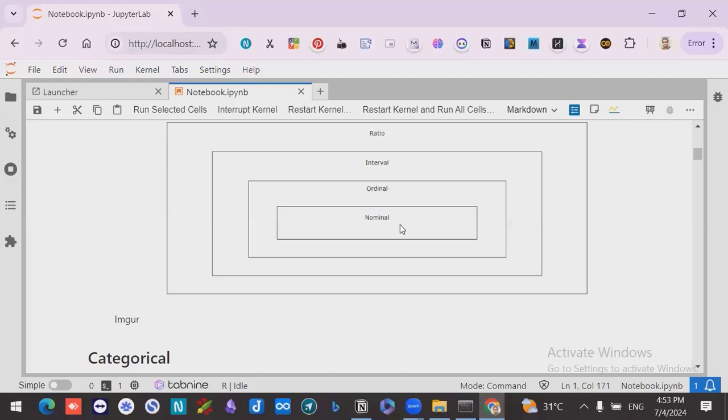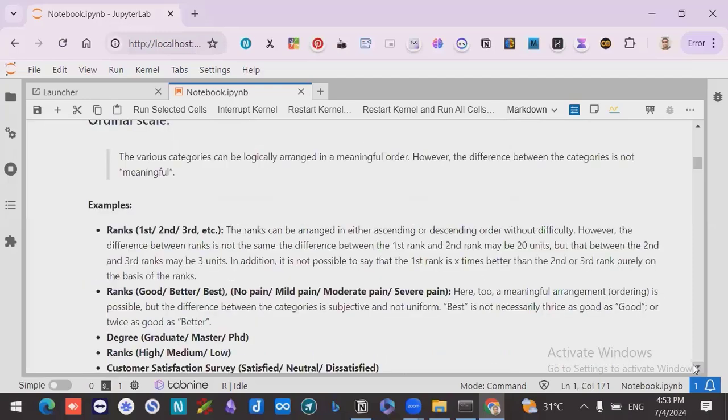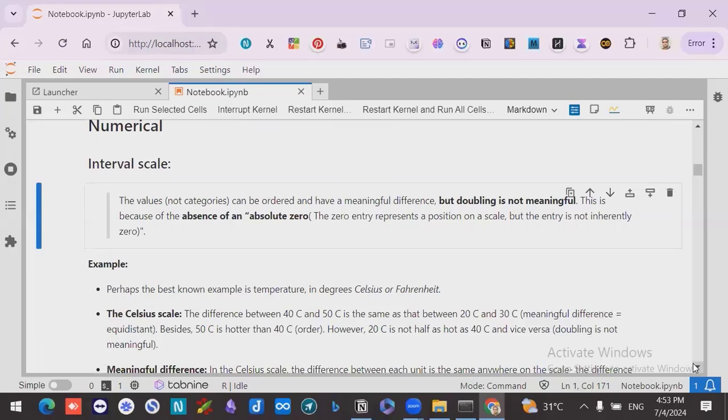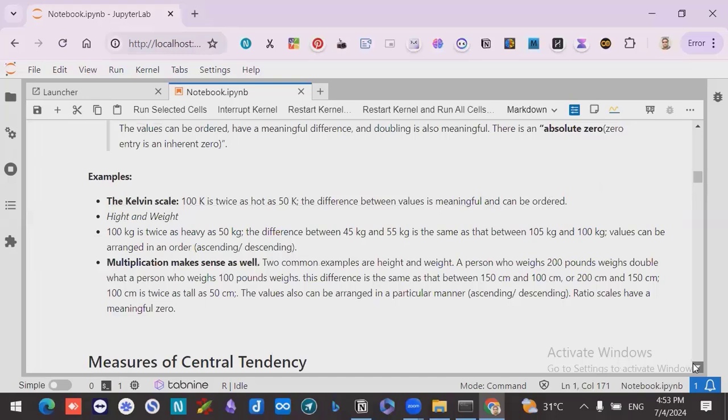Interval is fine, but there is no absolute meaningful zero. Whereas ratio contains an absolute meaningful zero. Ratio also contains the nominal way and the ordinal way, and you can also understand that absolute zero is the highest level. So that is the meaning. These are the values which I explained with real world data examples, so that you can understand.